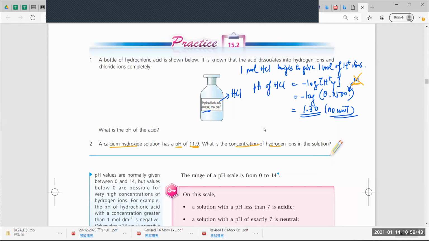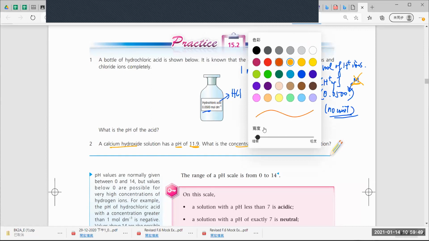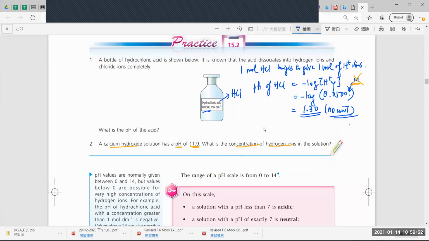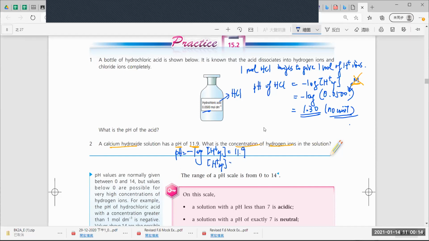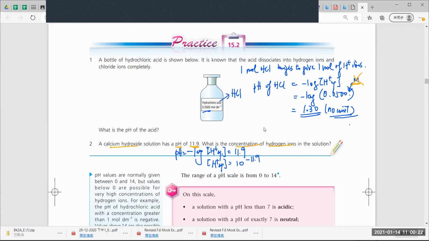The second question: a calcium hydroxide solution has a pH of 11.9. What is the concentration of hydrogen ions in the solution? I know that pH is equal to negative log of the molarity of hydrogen ions, which means negative log of the hydrogen ion concentration is pH, right? It is equal to 11.9. You can do that in reverse, which is equal to 10 to the power minus 11.9. You get the point.